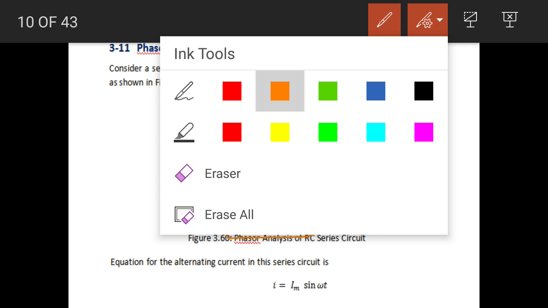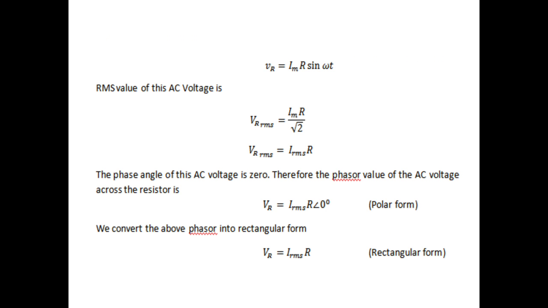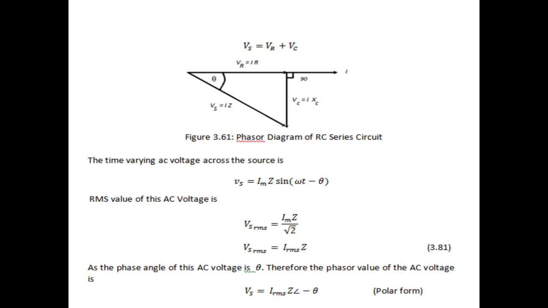Let us consider this equation in its proper slide. So we apply KVL to this series circuit. According to KVL, the voltage across the source will be equal to the phasor sum of the voltage across the resistor and the voltage across the capacitor. So we apply KVL to the series circuit of resistor and capacitor, and we obtain the first equation where Vs is equal to Vr plus Vc.